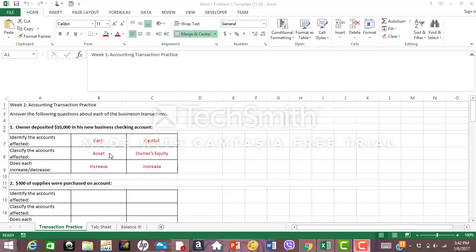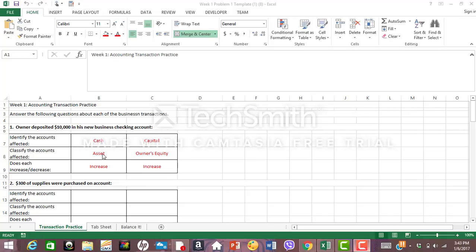We automatically look at the transaction. We automatically know that since he deposited 10,000, that has to mean that he deposited cash. So the cash account is getting affected, which is under assets, and we automatically know that it increases. Other than the cash, because he did invest, that means that it's a part of his capital. So capital is the other account that gets affected, which is under owner's equity, and it also increases.